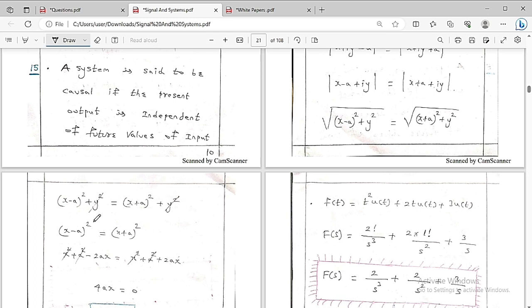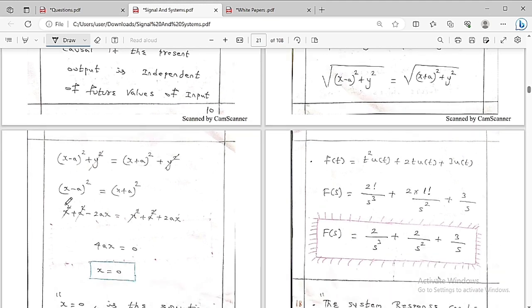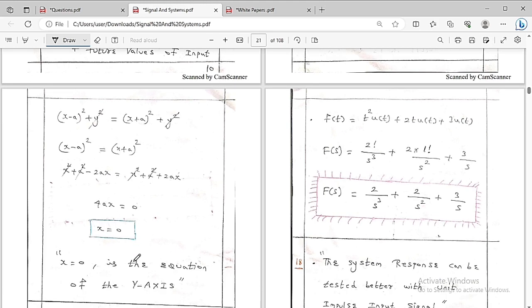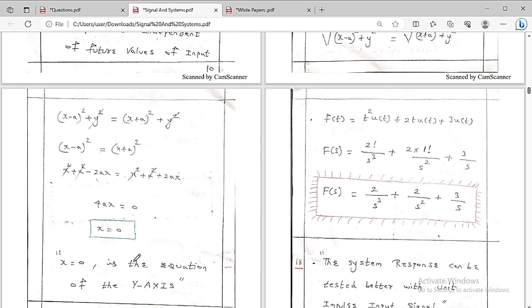So y square cancels. Finally we are going to get (x minus a) whole square is equal to (x plus a) whole square. (x minus a) whole square is nothing but x square plus a square minus 2ax, which is equal to (x plus a) whole square, which is x square plus a square plus 2ax. x square cancels, a square cancels. And if we take this 2ax to the right side, we are going to get 4ax is equal to 0. So x is equal to 0, and x is equal to 0 is the equation of the y-axis.